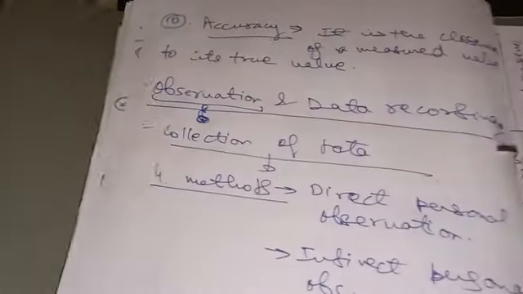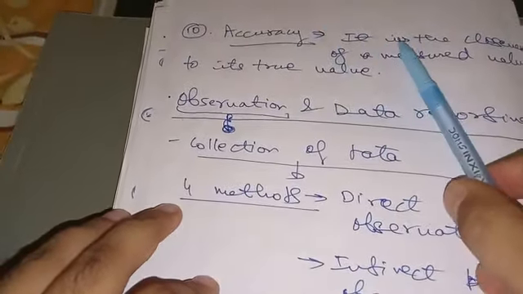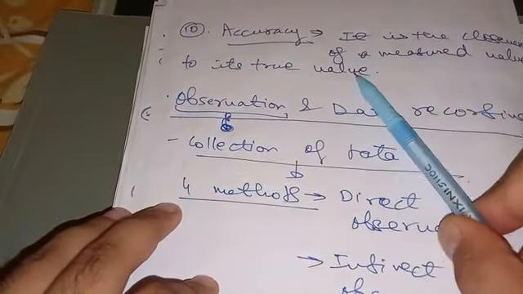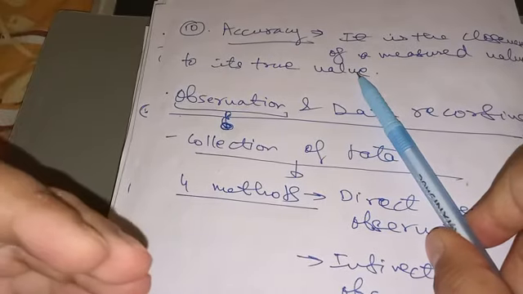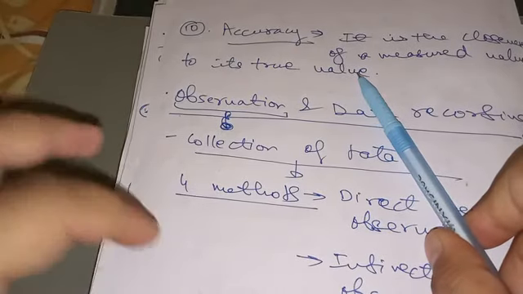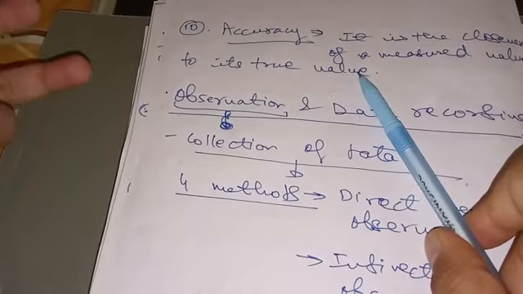Okay. And the last definition of today is accuracy. It is the closeness of a measured value to its true value. How close the measured value is to its true value. When the value which you measure is close to the true, standard value, that is called accuracy.